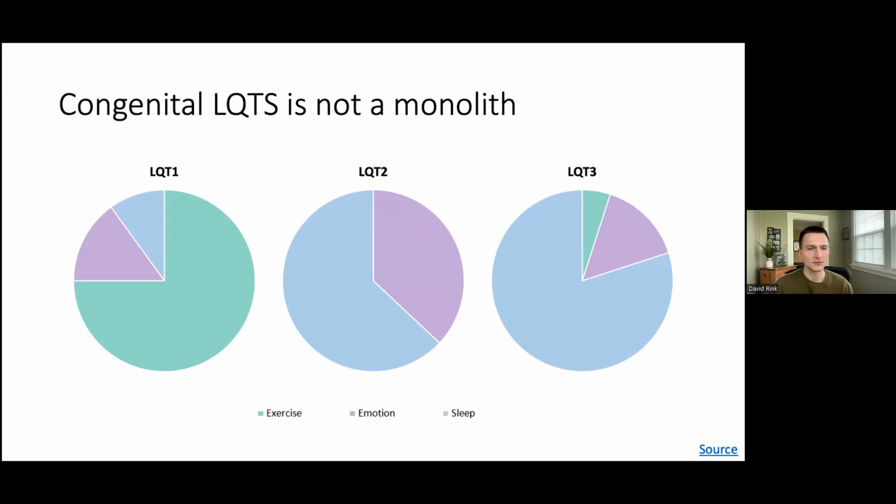So these graphs or these charts here demonstrate what the most common trigger for an arrhythmia is based on genotype. And as you can see in long QT syndrome type 1, it is most common that the arrhythmia is triggered in the setting of exercise, whereas in types 2 and 3, we see that the arrhythmia most commonly occurs in the setting of sleep.